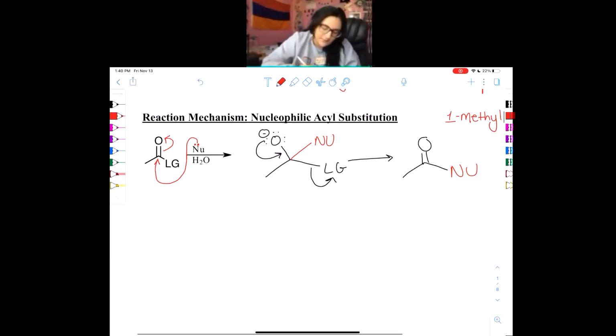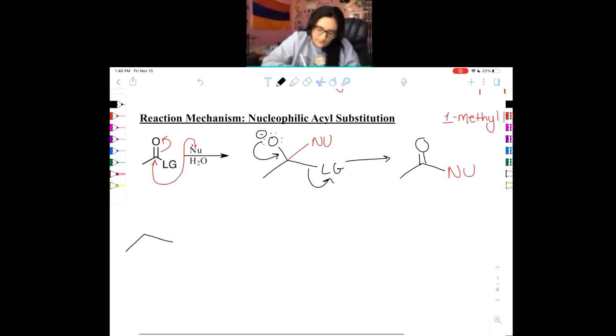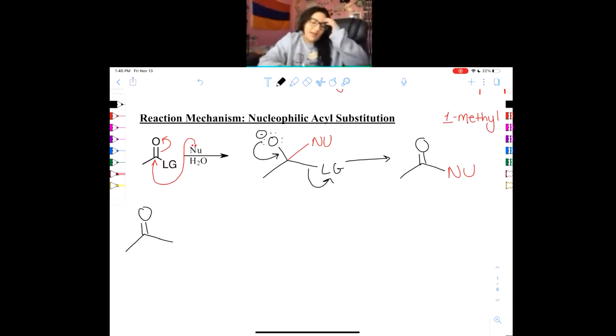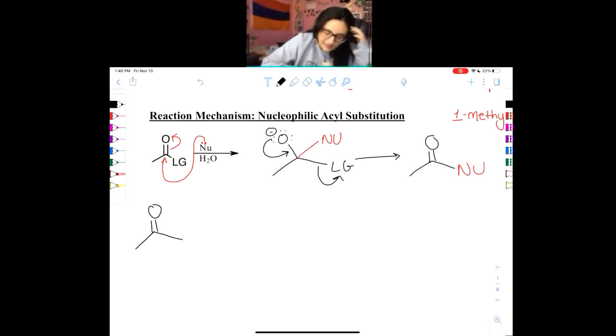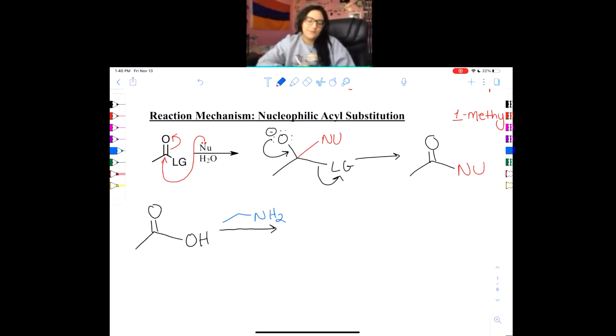Alrighty. So let's say for a leaving group we have, I don't know, sure, fine. Let's start with a carboxylic acid. And let's use NH2 as our nucleophile. And just for funsies, let's use HCl as an acid.